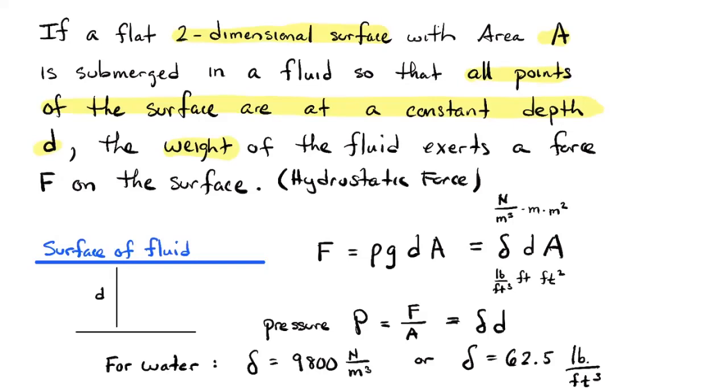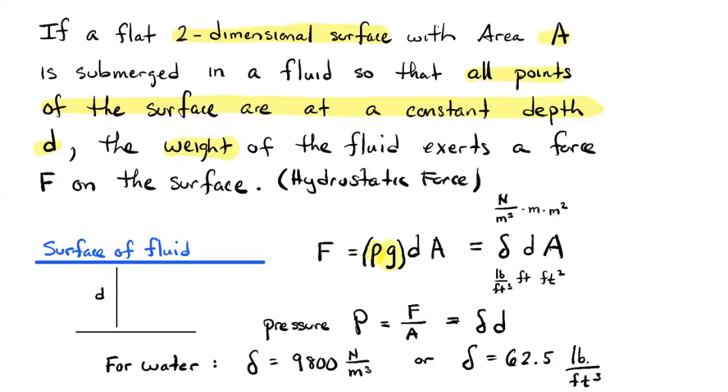How would we calculate that force? Well, I've got it already written out here for you. Let me walk you through it. If I take the mass density of the fluid and I multiply it by the acceleration of gravity, that gives me the weight density of the fluid.